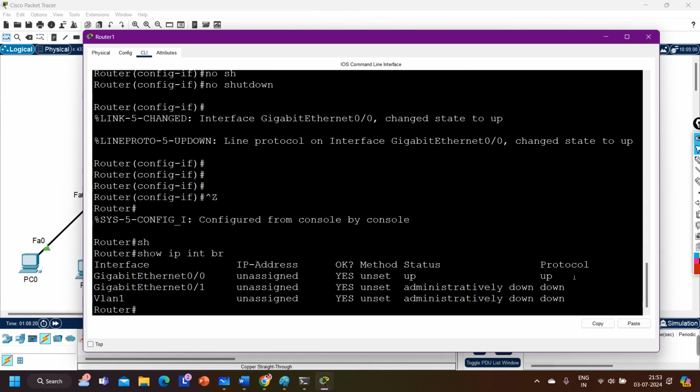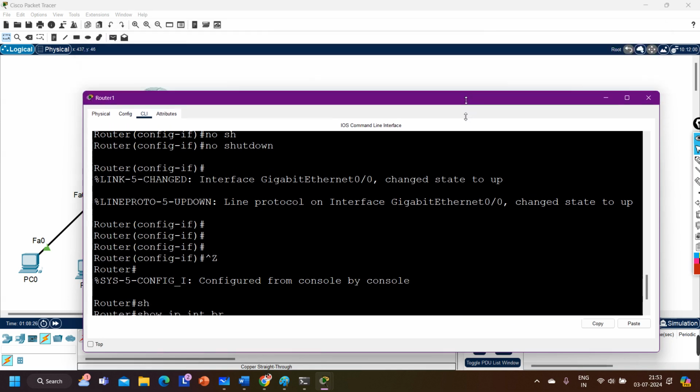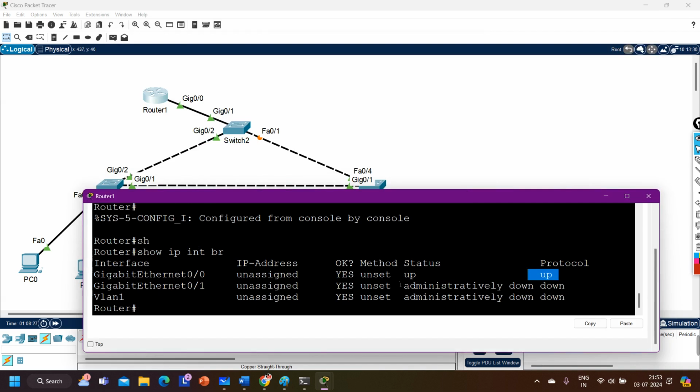And their line protocol is also up. Line protocol means what? Means switch port. Port of switch which is connected with router. Status means my port. And protocol means my remote device port. Yes, means switch G0/0. So even if switch G0/0 port is down, then also guys router will not forward traffic from this port.